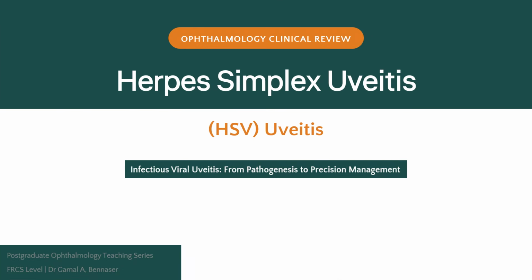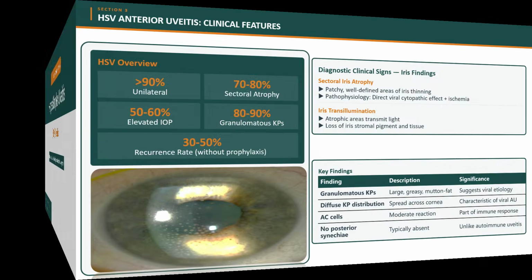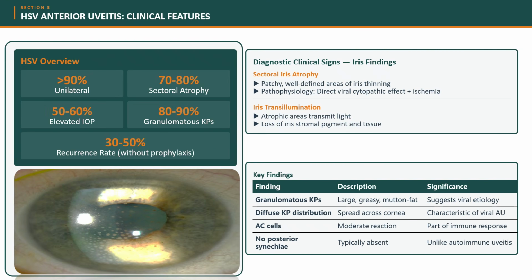Now we will start giving special notes about the first incriminated virus in anterior uveitis, which is herpes simplex virus. I would like not to go deeply into the clinical manifestations because we have discussed the common findings in the previous lecture, but we will concentrate on certain important points for you as a postgraduate that help you in the differential diagnosis.